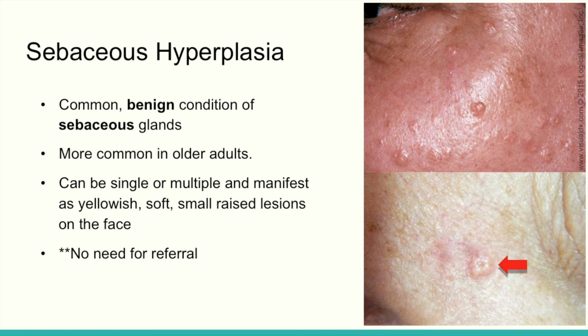Sebaceous hyperplasia, again, sebaceous glands are the oil-secreting glands in your body. You may see these on older adults. They may be behind the ears, also in the face. It wouldn't be uncommon to see them on the scalp as well. But these are also benign. There's no need for referral on these. This is just a common condition that you see in older adults.